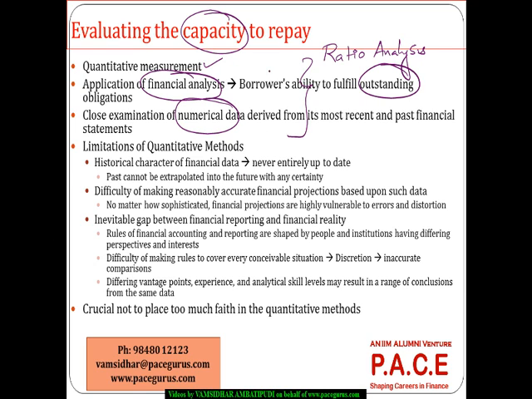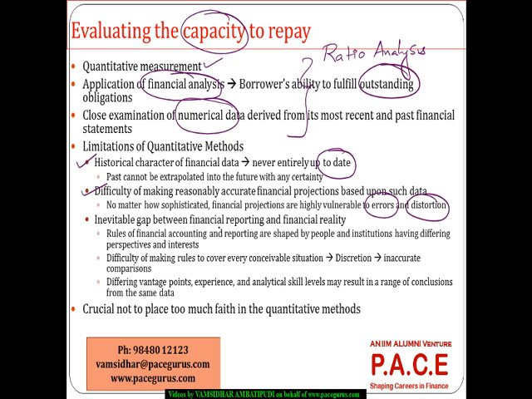But we have a few limitations there. One, the financial data is purely historical in nature. Old data need not be a reflection of the current situation of the company. So past cannot be extrapolated into the future with 100% accuracy, which means some level of uncertainty in the forecast can very well exist when I am relying on the historical data. So there will be a lot of difficulty in making accurate financial projections based on the historical data. Some kind of errors and distortions are very much possible. I have to accept that fact.